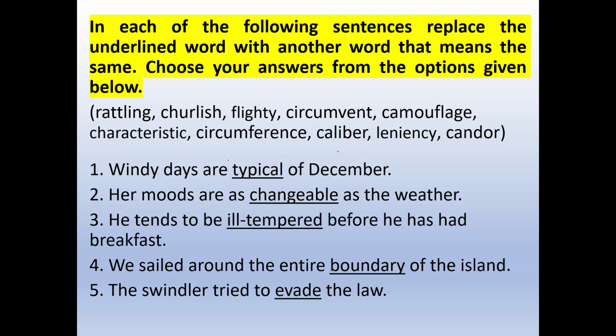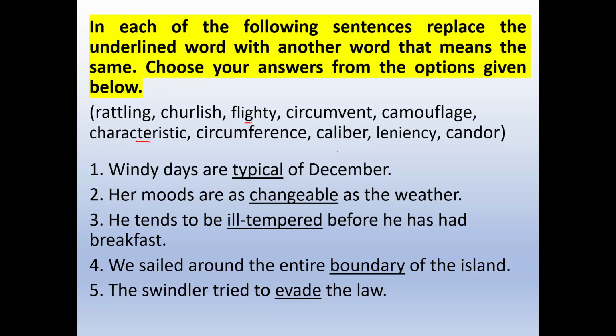Right, I think you have done, right? The work is over, I hope. What about the word for the first one? Typical. Windy days are typical of December. Characteristic. Characteristic. Right. Second one, changeable. Her moods are as changeable as the weather. Flighty.